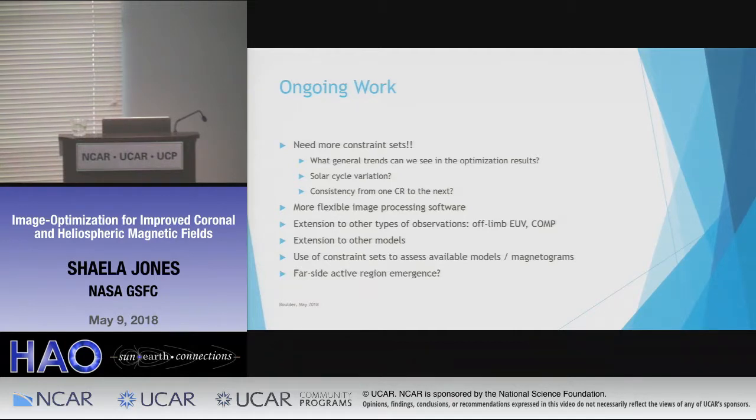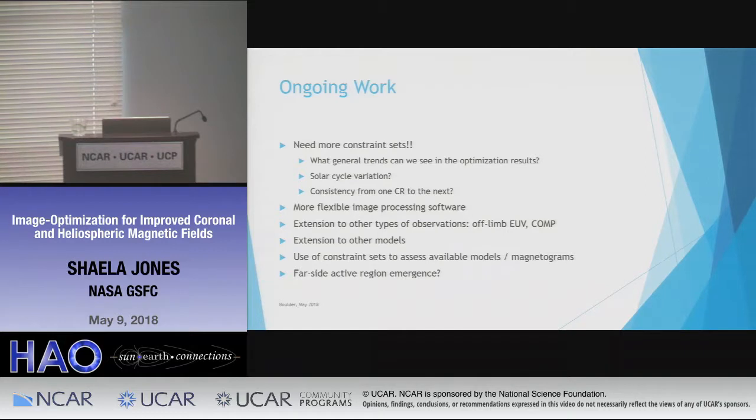They're convinced that the measurement of the polar field is weaker than it's supposed to be. So I'd like to know if that's a general trend we're going to see in a lot of data sets, or if we just got lucky with these two. Also, is there any solar cycle variation? Certainly there's solar cycle variation in the quality of the constraints we're going to be able to get from the images, the distribution in latitude. And I'm particularly interested to know, if I see a particular change to the magnetogram in one Carrington rotation, would I see the same before and after in the adjacent Carrington rotations?